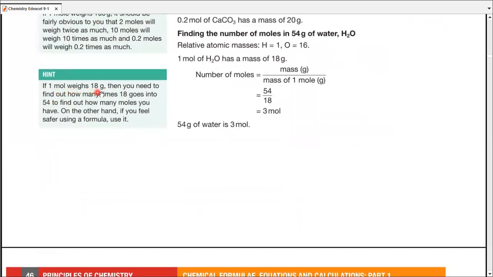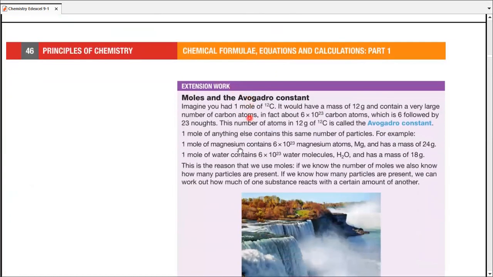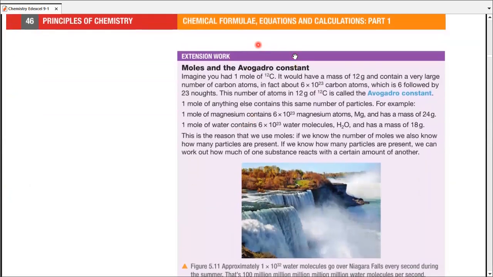Hint: if one mole weighs 18 grams, you need to find out how many 18s go into 54. So of course, you can take that 54, divide it by 18, and you'll know how many moles you have. You can do that mathematically, or you can use the formula. Remember, it's safer to use the formula, so you can always use it. So instead of going with how many 18s are in 54, he took the formula, divided 54 by 18 and got his answer as 3. So putting the values in the formula is a much easier thing to do than to just go with it.